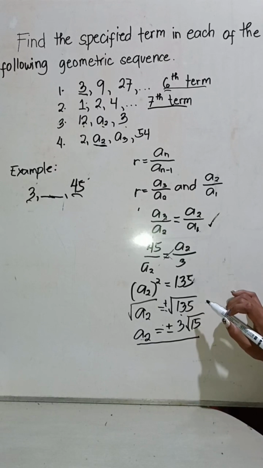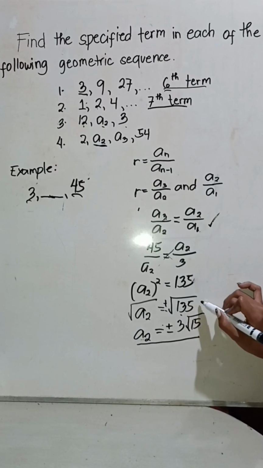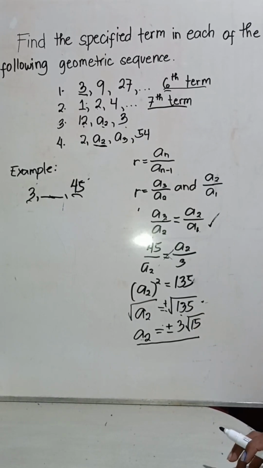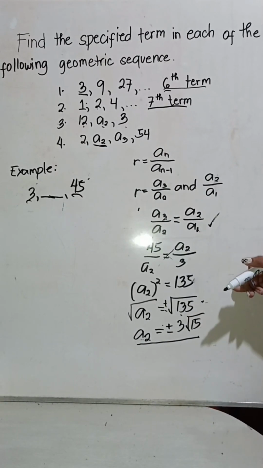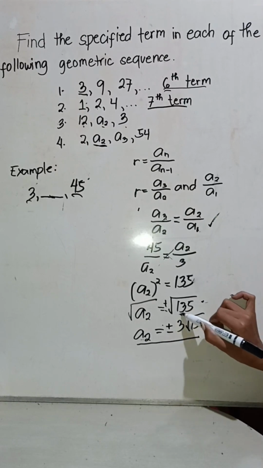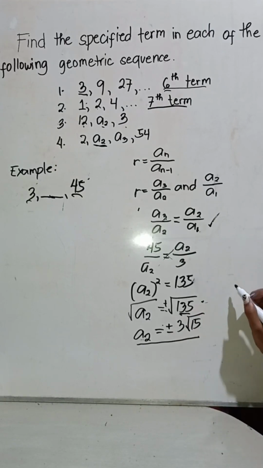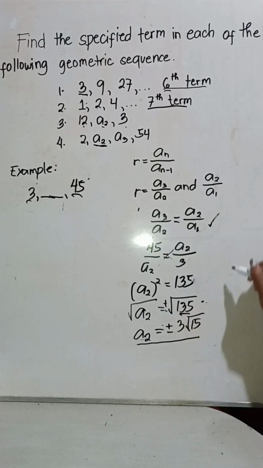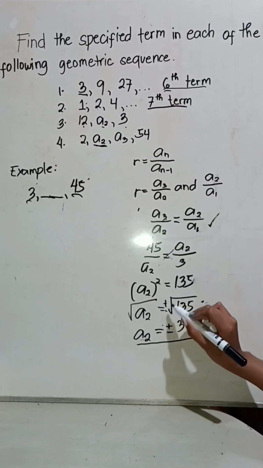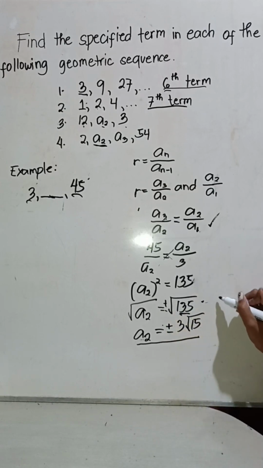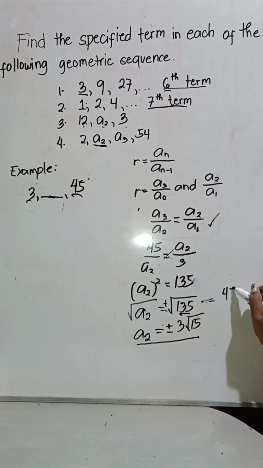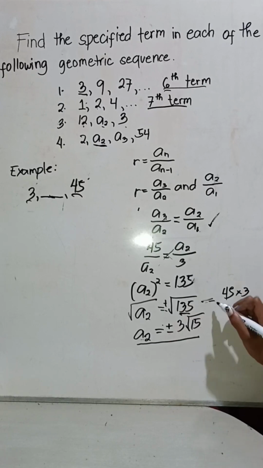If you ask how I got the square root of 135: in getting the square root of 135, the first thing we do is find the prime factorization of 135. 135 is divisible by 3. So 135 divided by 3 is 45, right? 45 times 3 is equals to 135.